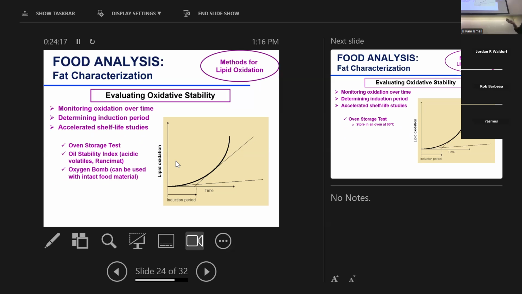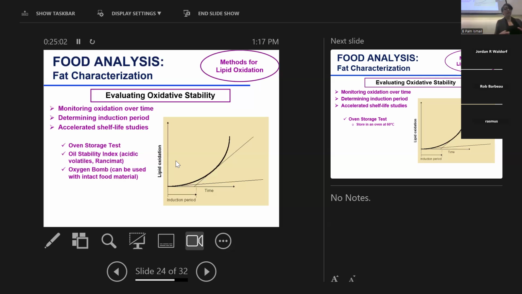So you store your oil. You can do accelerated shelf life testing. You can do it at room temperature over weeks or months, or you can do it accelerated so that you quickly get an answer. And then you measure lipid oxidation over time. You determine from time 0 to X time where you start detecting oxidation product. From time 0 to the time when you start detecting oxidation product is called the induction period. So that's the time to get to a value for oxidation.